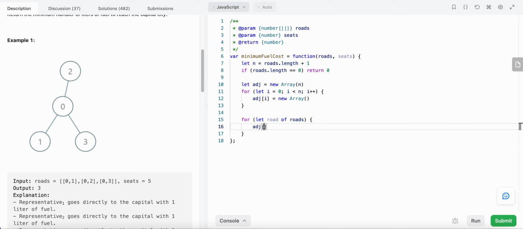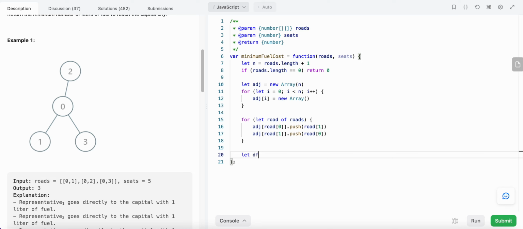So for the adjacency list at index 0, we are going to push its neighbor, and its neighbor would be at index 1. Similarly for the adjacency list at index 1, we are going to push its neighbor, that would be at index 0, because 0 and 1 both are connected in a bidirectional way. So 0 is connected to 1 and 1 is also connected to 0. All right, so now we have formed our adjacency list.